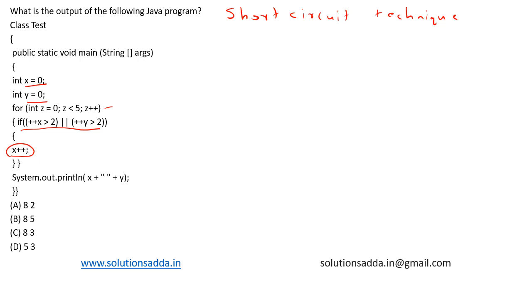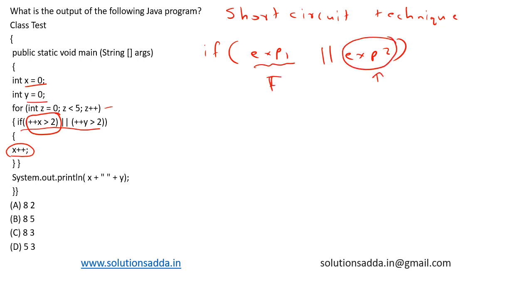It means that in this if condition, if it is like this, if exp1, this expression, or exp2. This means that if this expression turns out to be true, then we will not evaluate this expression. Only if it turns out to be false will we evaluate this expression. This is because we are using the OR condition. So this is the short circuit technique for OR. Now based on this concept, let's try to solve it.